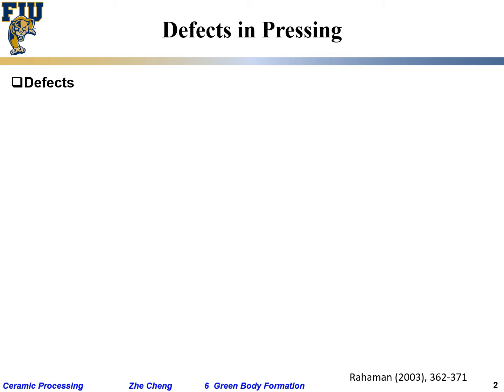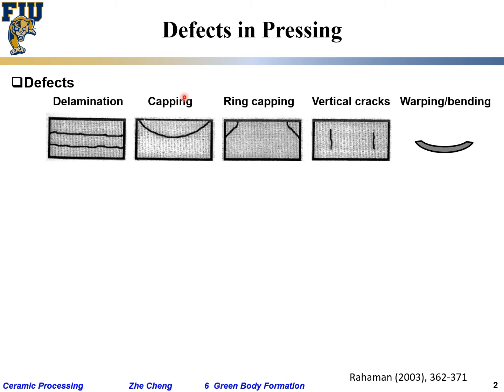Okay. And let's talk about the defects in pressing. When you do things like pressing a pallet, it seems simple, but believe it or not, sometimes you run into all types of defects that I borrowed from this book. Delamination. You press a pallet, simple, but then when you release it, it's kind of like a multi-layered cake. Happens. Sometimes so-called capping.